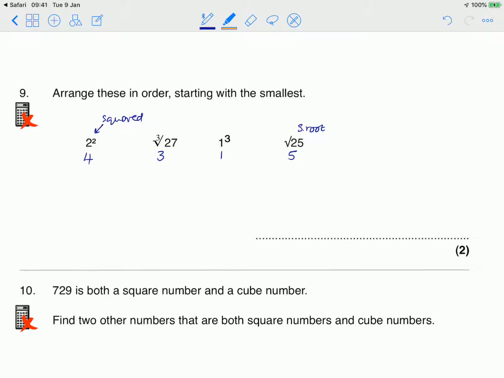So starting with the smallest, 1 cubed, second smallest, cubed root of 27, third, 2 squared, and the last one, the square root of 25.